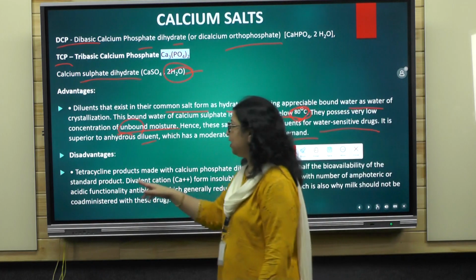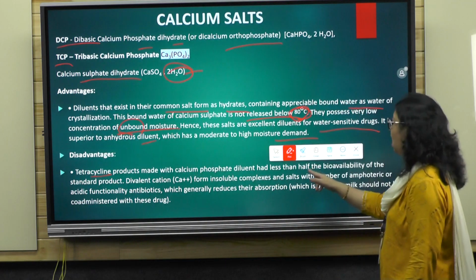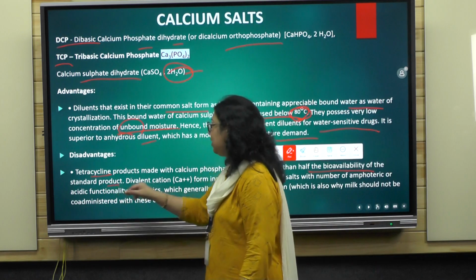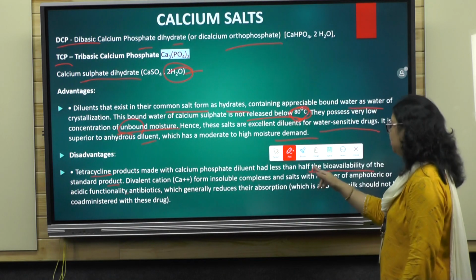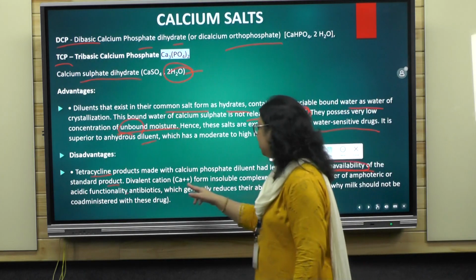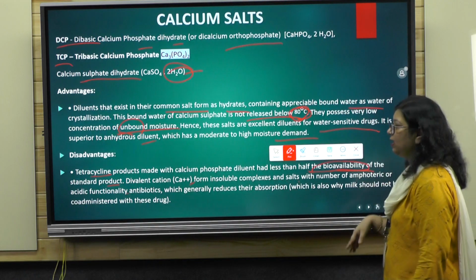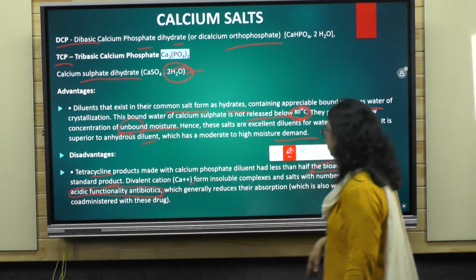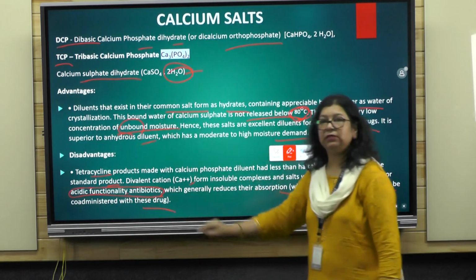What is the disadvantage? Tetracycline products made with calcium phosphate diluent had less than half the bioavailability of the standard product. If tetracycline tablets are prepared with calcium phosphate diluent, the bioavailability is reduced to half. Divalent cation calcium forms insoluble complexes in salts with a number of amphoteric and acidic functional antibiotics, which generally reduces their absorption, which is why milk should not be co-administered with these drugs.